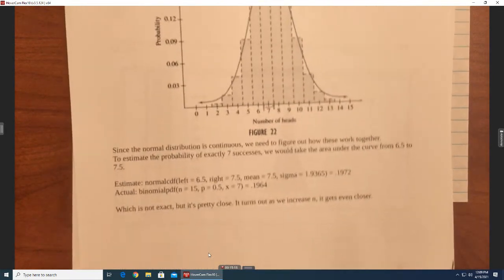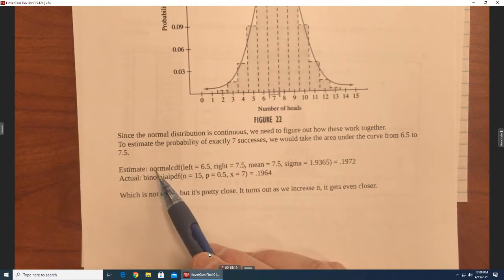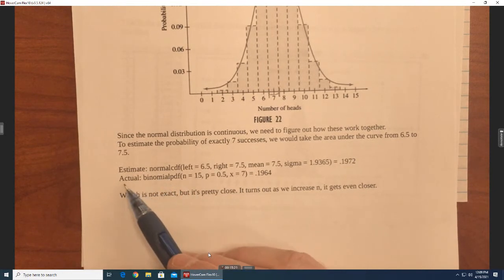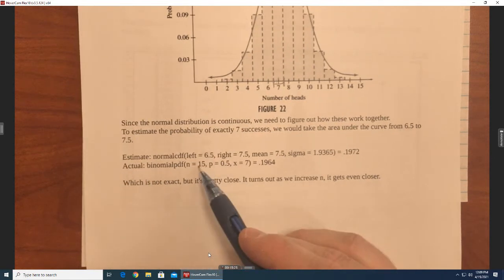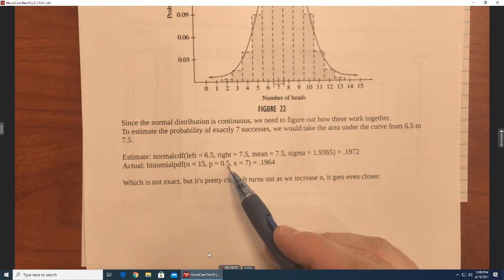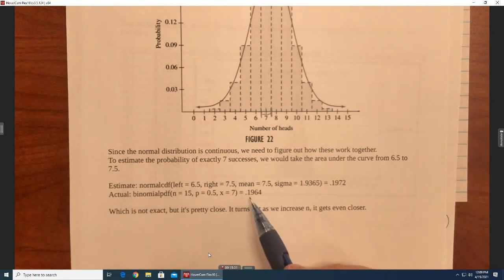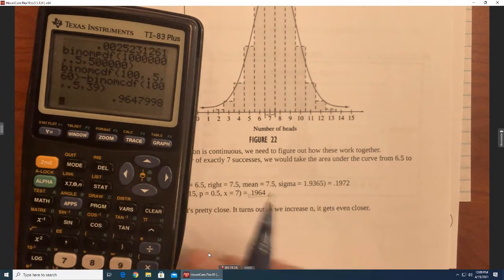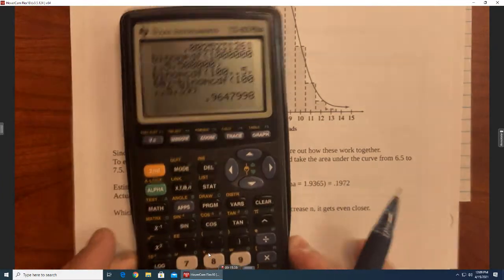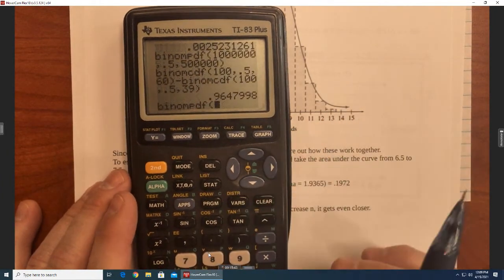So, I actually have the values computed here. Let's do the actual number first. If we're doing binomial PDF, n of 15, probability of 0.5, and x of 7, because we're trying to find exactly 7 heads, our calculator gives us 0.1964. I think that might be rounded. Let me go ahead and do it here so we can see more accuracy.